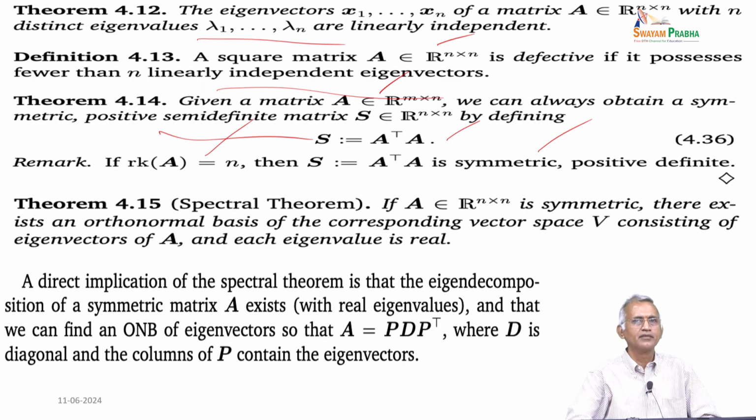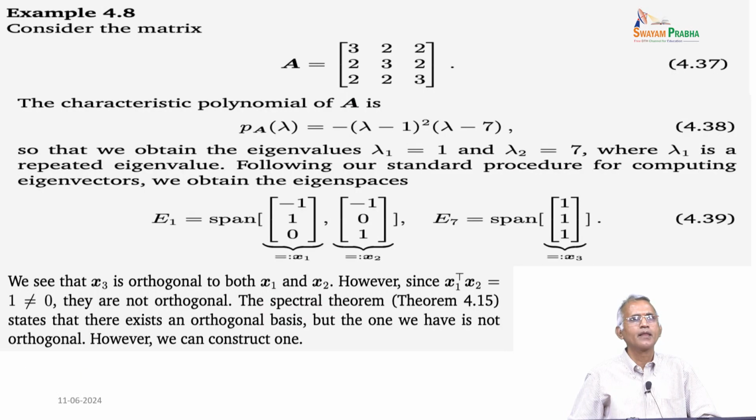Next is the spectral theorem. If A belongs to n cross n symmetric, there exists an orthogonal basis of the corresponding vector space V consisting of eigenvectors of A, and each eigenvalue is real. The direct implication of the spectral theorem is that the eigen decomposition of the symmetric matrix A exists, that we can find an ONB, an orthonormal basis, of the eigenvectors, so that A equals PDP transpose, where D is diagonal and the columns of P contain the eigenvectors.